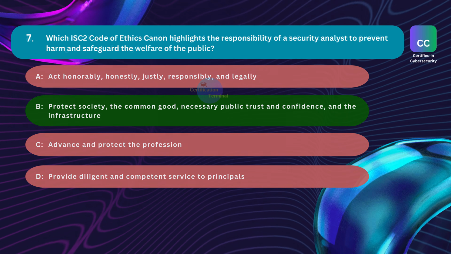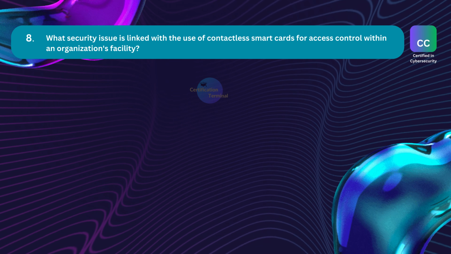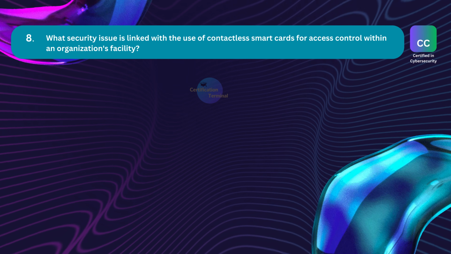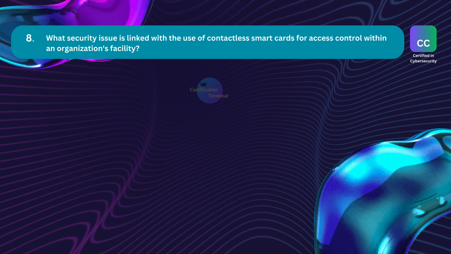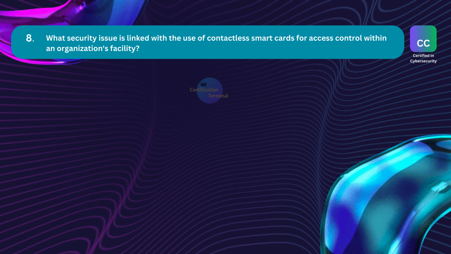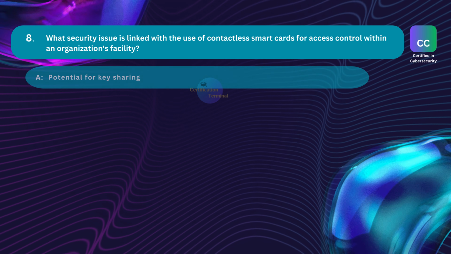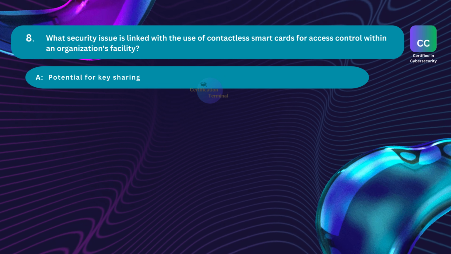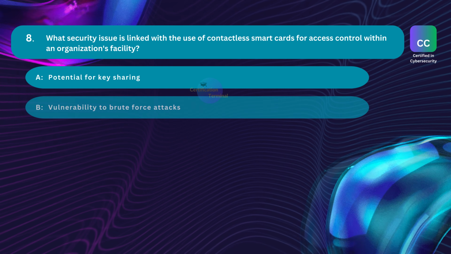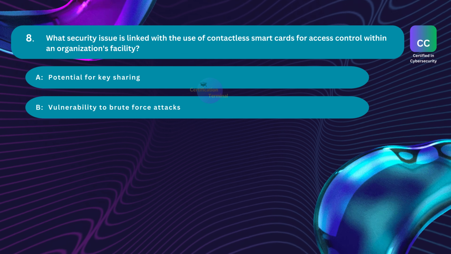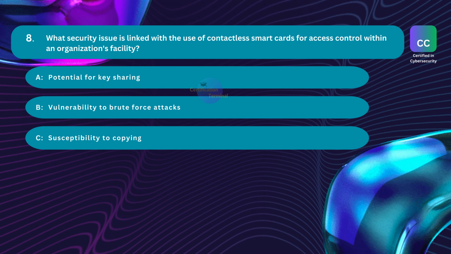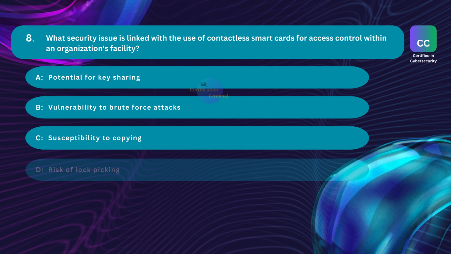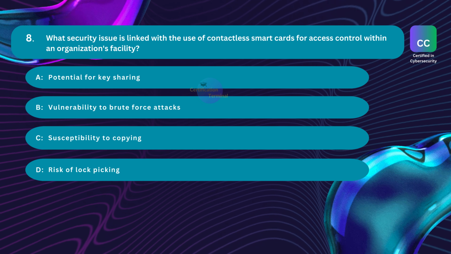Question number 8. What security issue is linked with the use of contactless smart cards for access control within an organization's facility? Option A, potential for key sharing. Option B, vulnerability to brute force attacks. Option C, susceptibility to copying. Option D, risk of lock picking.